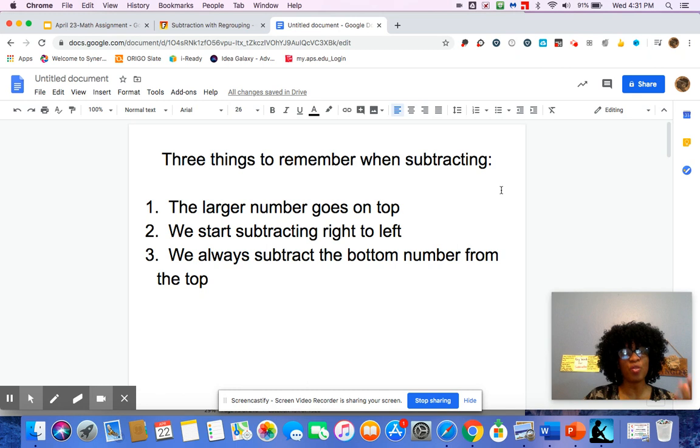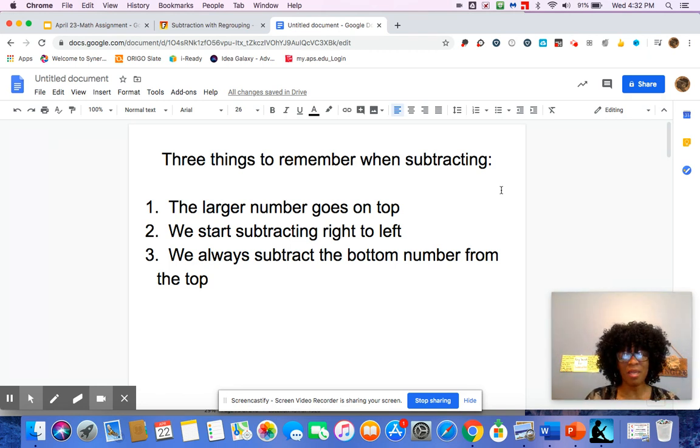Okay, so first of all, the larger number goes on top. In order to subtract something from something, there has to be something there, right? And there has to be more there than what you're taking away. So whenever you see a problem, like for instance, on your work today, you'll have to choose different amounts from a chart, right? And so you have to make sure that when you're looking at the question and the numbers that go with the question, that you're putting the larger number on top. Okay, I've seen that mistake made before.